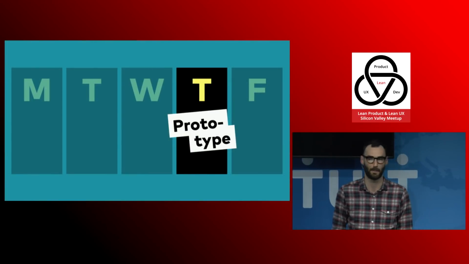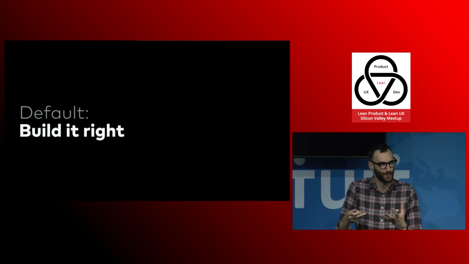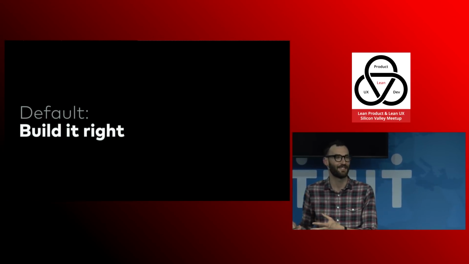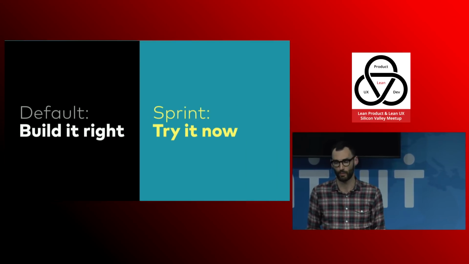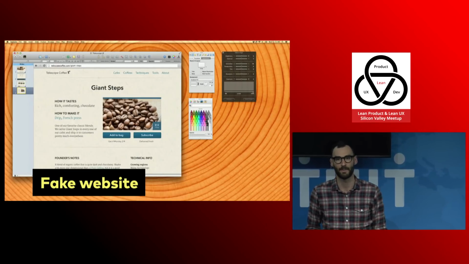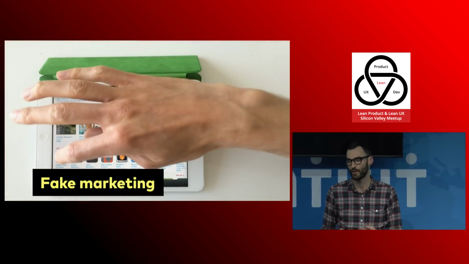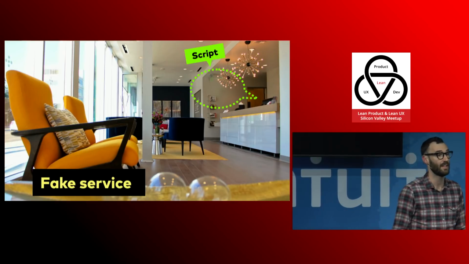So on Thursday, the team would build a prototype, and the default for most teams is to build it right, to really stress and kind of put off testing things until much later in the process. And in the sprint, we could try things right away. So we would fake it. We would get the team together and we would fake what a finished product might look like. Might fake a website or an app or marketing. There's a lot of different things that we figured out over the years we could simulate in just one day.